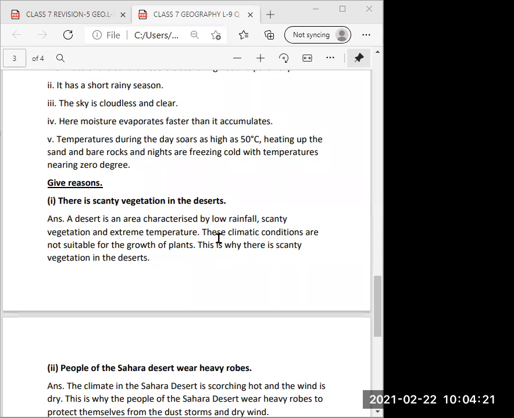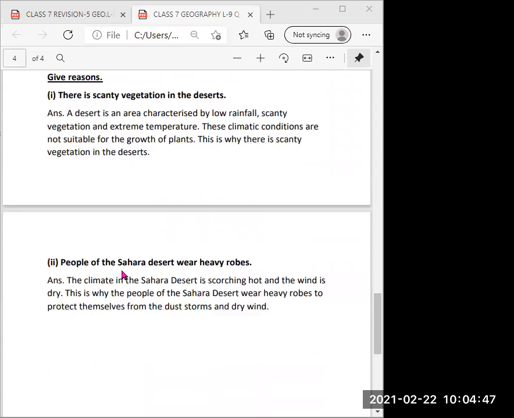Next, the climatic conditions are not suitable for the growth of plants, as it is a very extreme climate and there is less rainfall. What do plants mostly need? They need a good amount of water. So less rainfall is there. That is why less or scanty vegetation is there. Some vegetation exists, and that is why there is scanty vegetation in the desert.